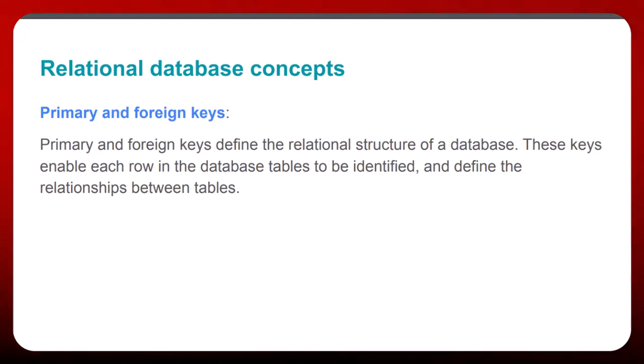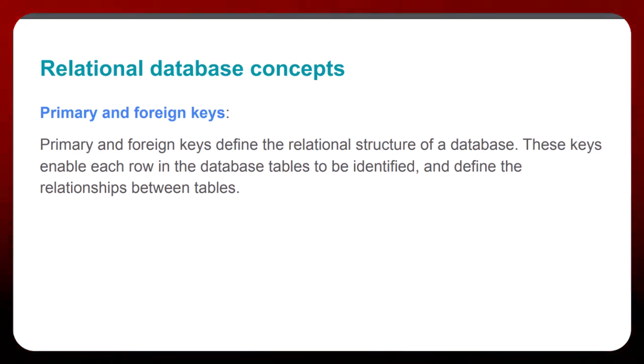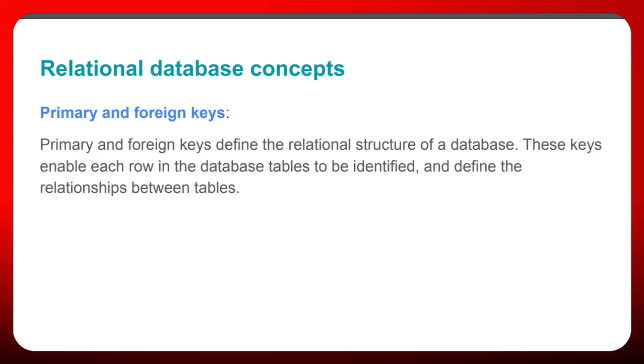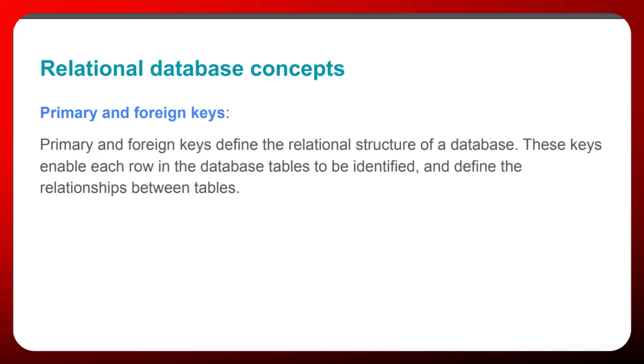Let me also talk a little bit about primary and foreign keys. Primary and foreign keys define the relation structure of a database. These keys enable each row in the database table to be identified and define the relationship between tables. It's really important that, while you're designing your database, you can see what's going to be the primary key for that table and what's going to be the foreign key for that table.